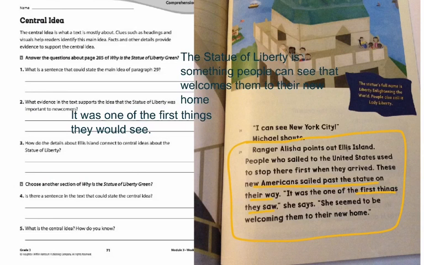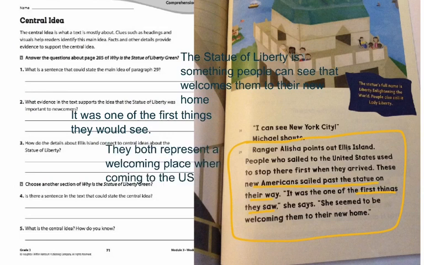How do the details about Ellis Island connect to central ideas about the Statue of Liberty? So the details of Ellis Island connect to the central idea. So the Statue of Liberty symbolizes freedom, and it was a gift given to the American people by the French government. Ellis Island is a place that people came to when they first arrived in the United States. So why would they put the Statue of Liberty and Ellis Island close to each other? So we said the details about Ellis Island connect to a central idea about the Statue of Liberty because they both represent a welcoming place when coming to the United States.